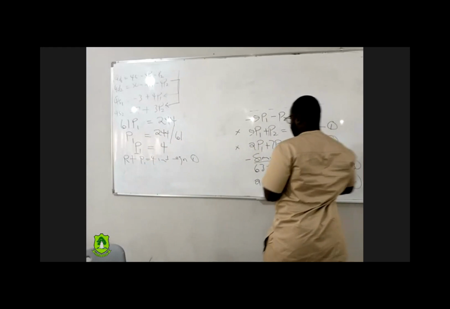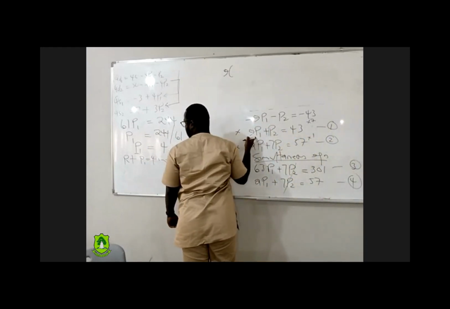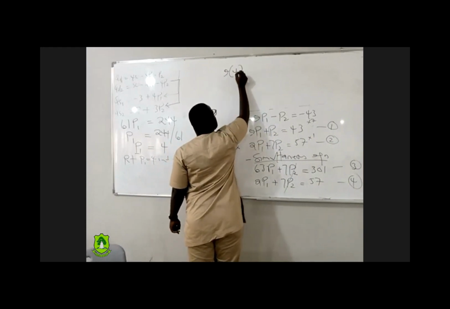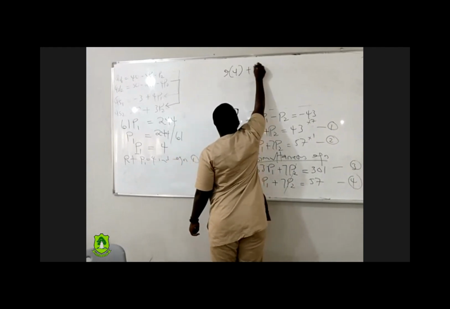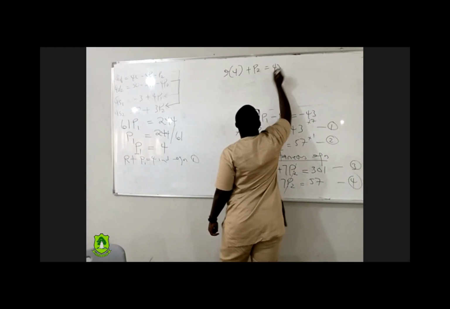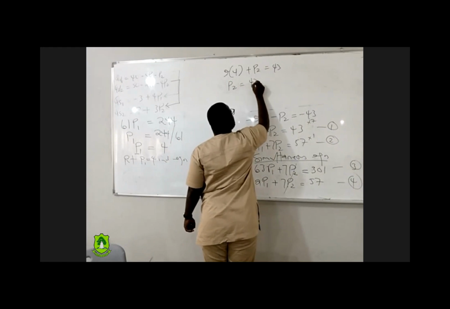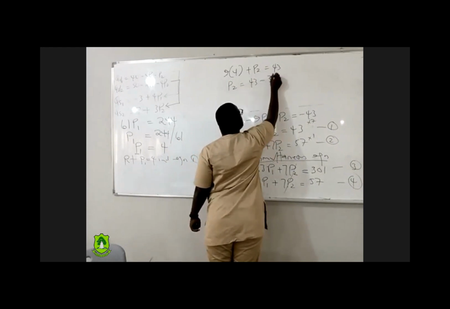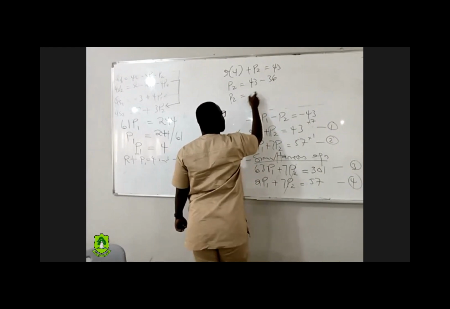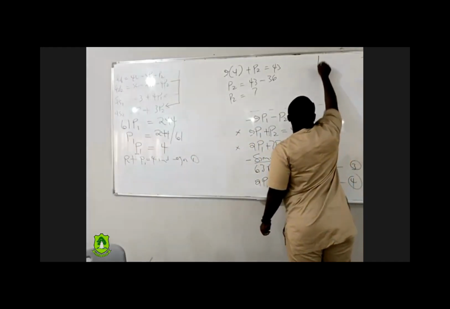So by putting it into equation 1, where is it? Equation 1 is 9 P1 plus P2 is equal to 43, which means that P2 will be equal to 43 minus 36. So P2 will be what? P2 will be 7.